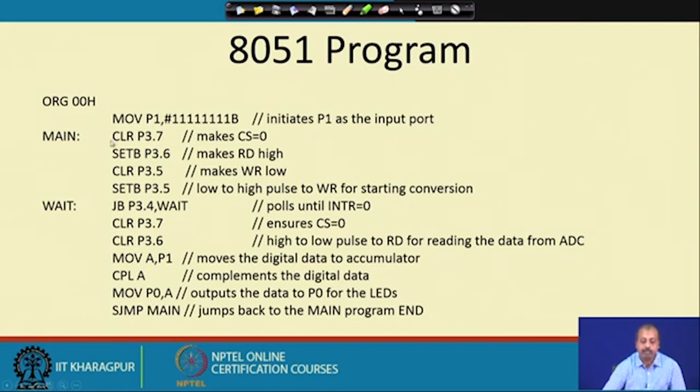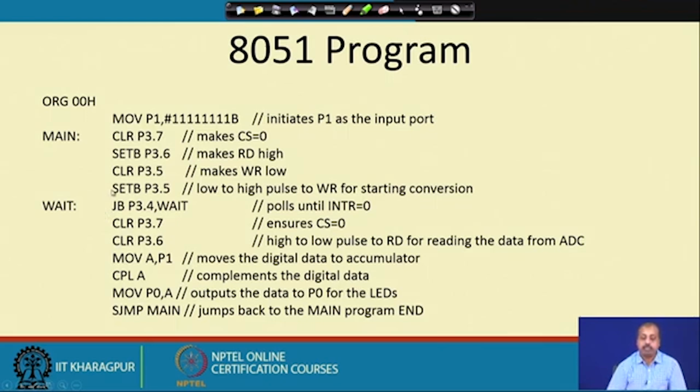Again I have to make this read line high. By this time I am ready to sample the next data from the ADC, so I should give another write signal to the ADC. That is given here by a high to low pulse on the write line, then a low to high pulse on the write line, and then again it will do the conversion. So this process goes on.